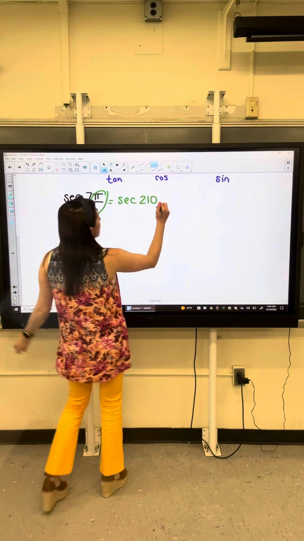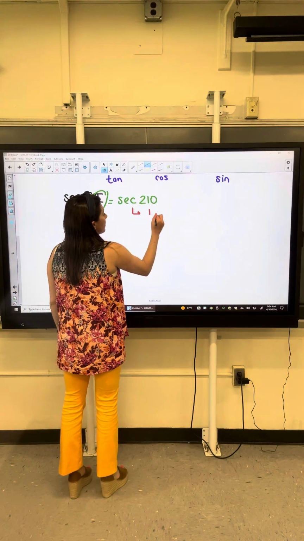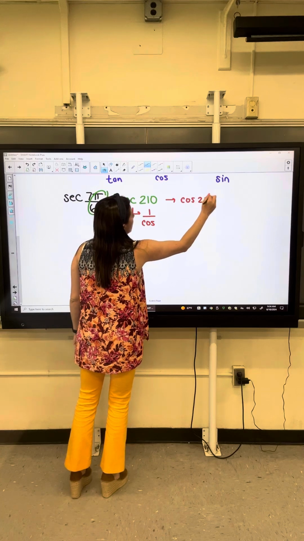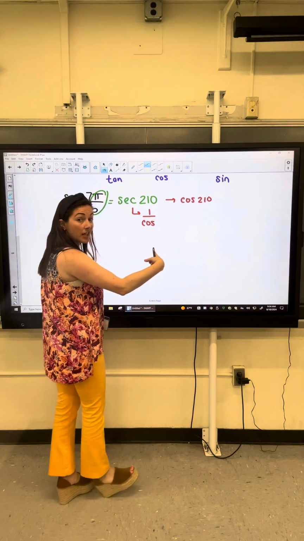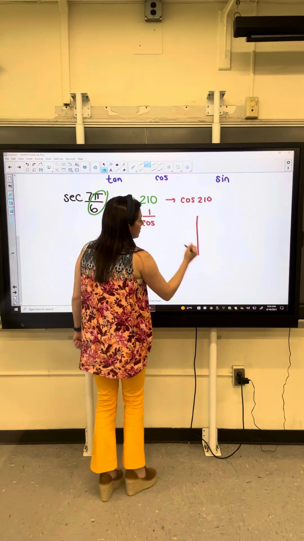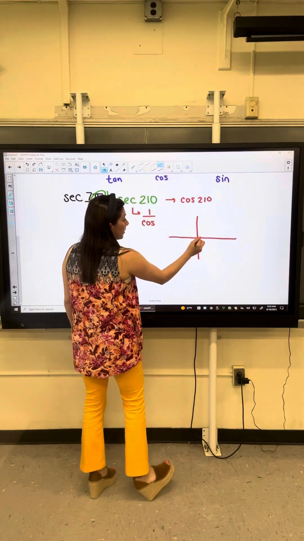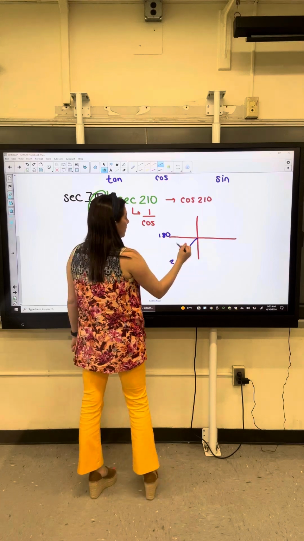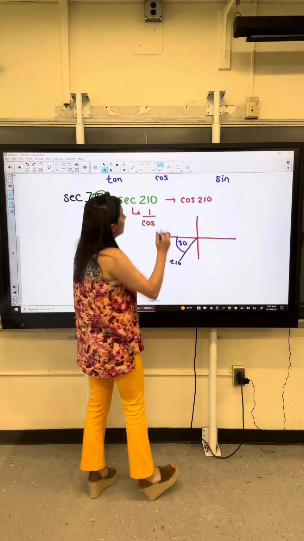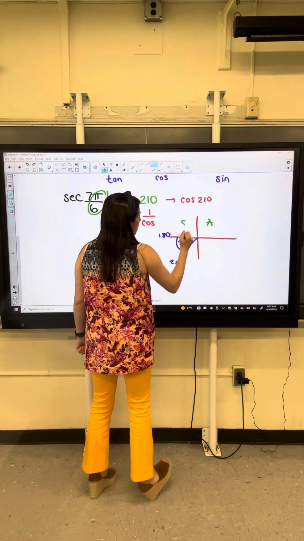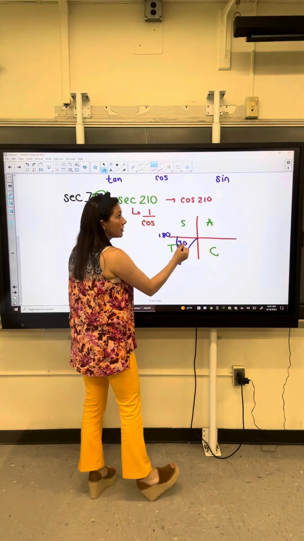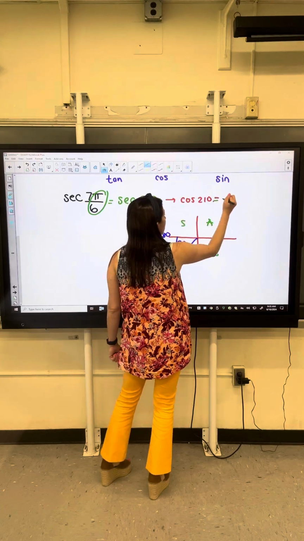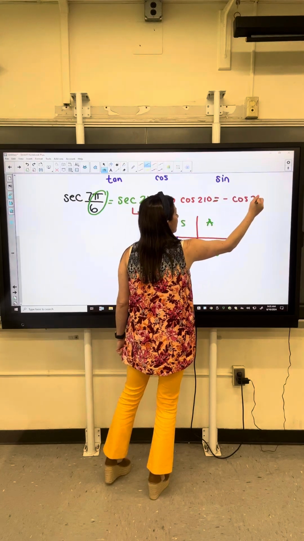Okay, next. We know that secant is 1 over cosine. So if I can find the cosine of 210, then I can just flip it, and that's going to give me the secant of 210. So watch how I do this. You place 210 in its appropriate quadrant. It's right down here. You figure out how far away it is from 180, which is a reference angle of 30. Then you say all students take calculus. Cosine is negative. So the cosine of 210 is going to be equal to negative cosine of 30.